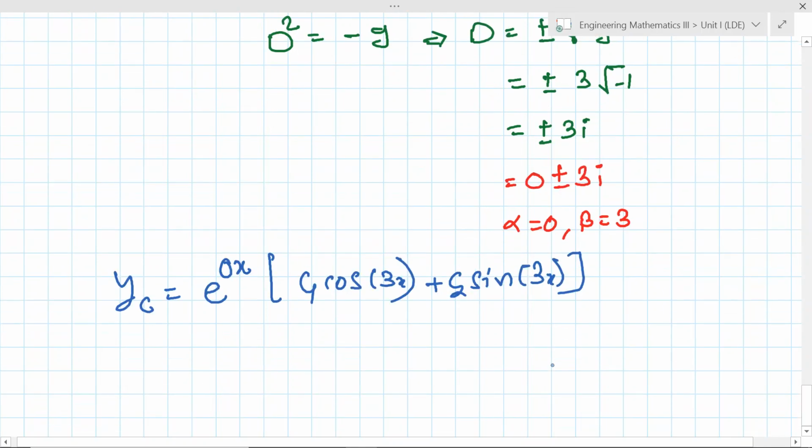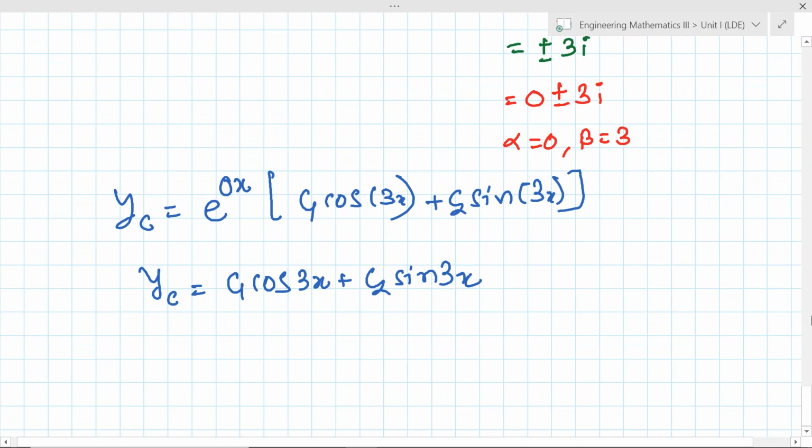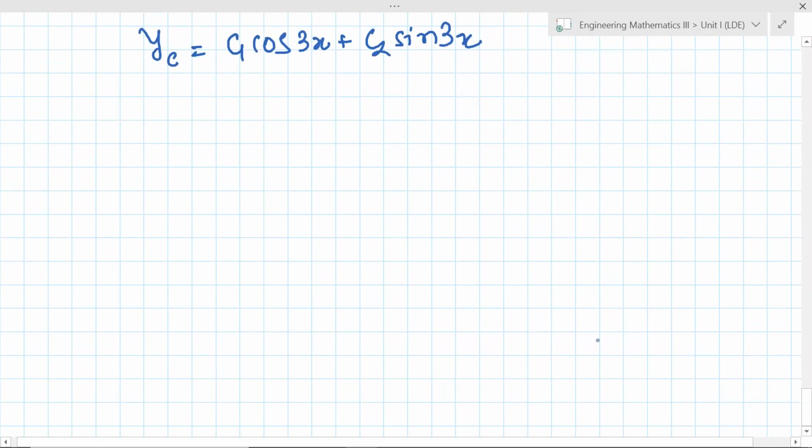Okay, so that's it. This is my complementary function. As e raised to 0 is 1, anything raised to 0 is 1. So you just write this as C1 cos of 3x plus C2 sine of 3x. That's it. This is my complementary function for this given equation. So hope you have got this. Is there any doubt? You can ask. This is the third case actually.